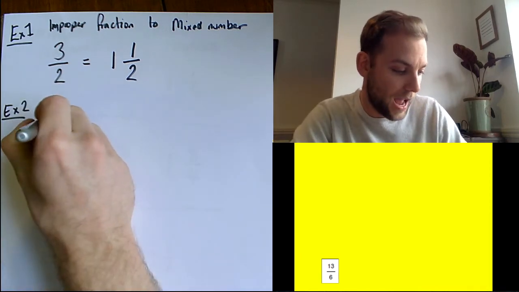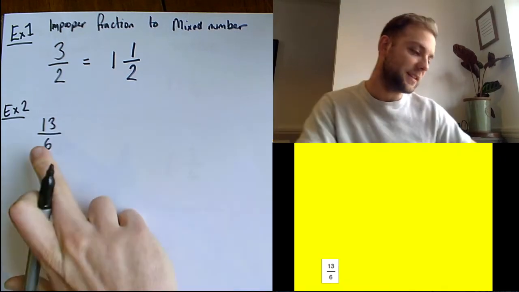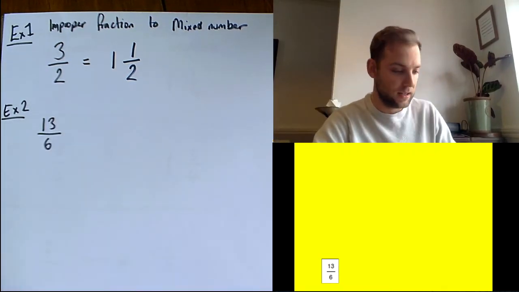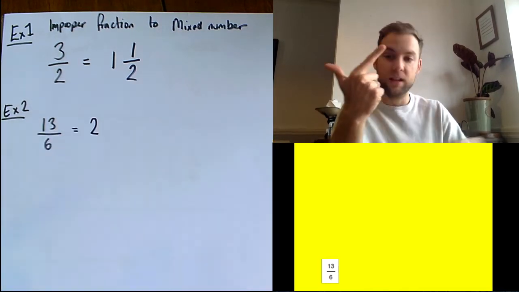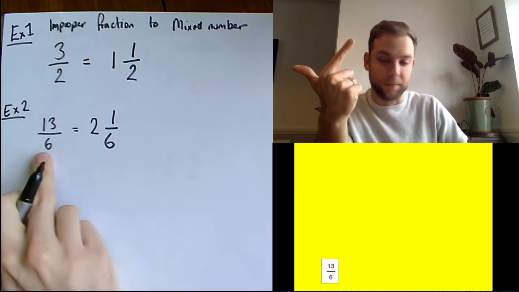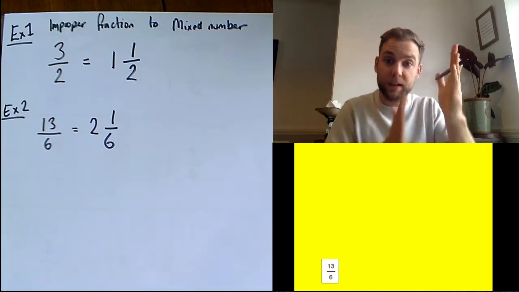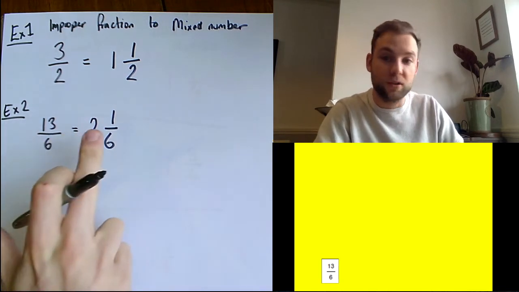So let's have a look at 13 over 6. So how many times does 6 go into 13 and what's left over? Well, 6, 12, so 2 times, and what's left over? 1 out of 6 this time. Okay, still out of 6, it's still split into 6 parts. And that's there, if you now converted from improper to mixed number.